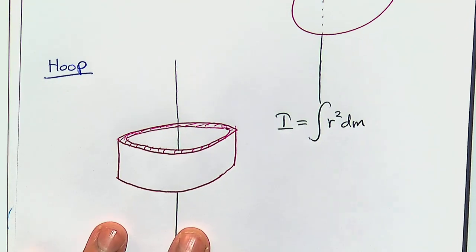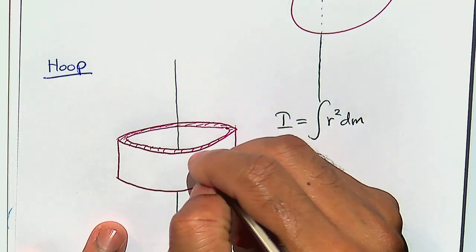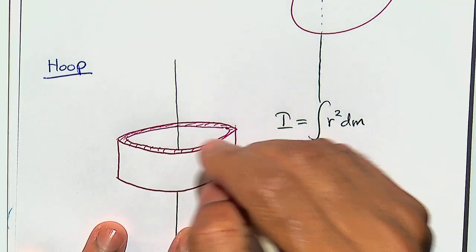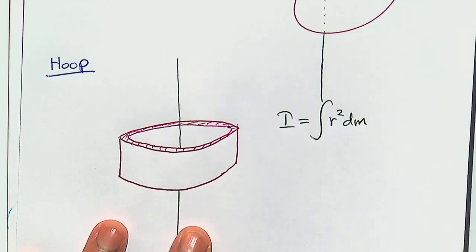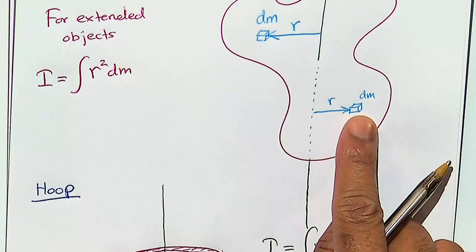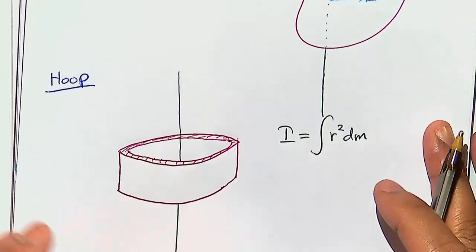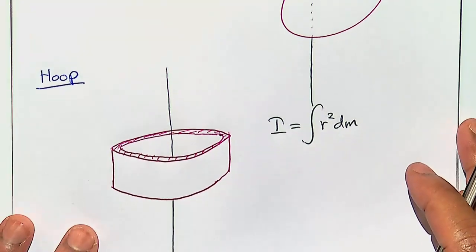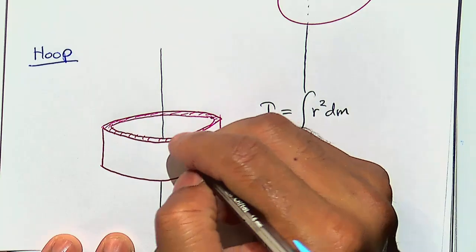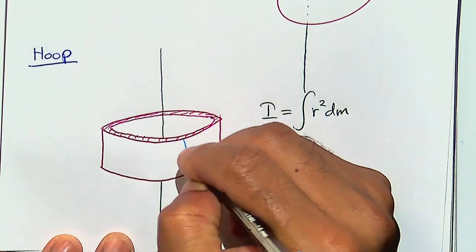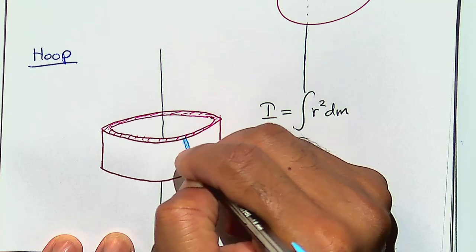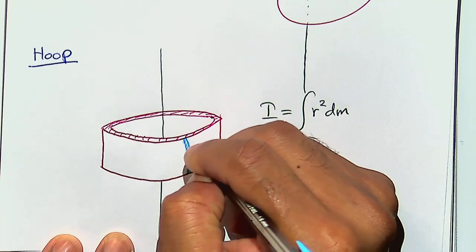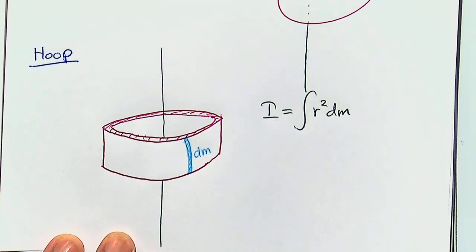How do I do it? I need to break it up into small dm's, and that's my choice, how I break it up. The only thing is dm's have to be really, really small. Your dm can't be the whole hoop, because that's all of the mass. You have to break it up into small parts. How specifically you do that depends on the shape of the object that you have. For this particular object, because it's a hoop, I'm going to cut little slivers of it off. That little sliver is my dm.